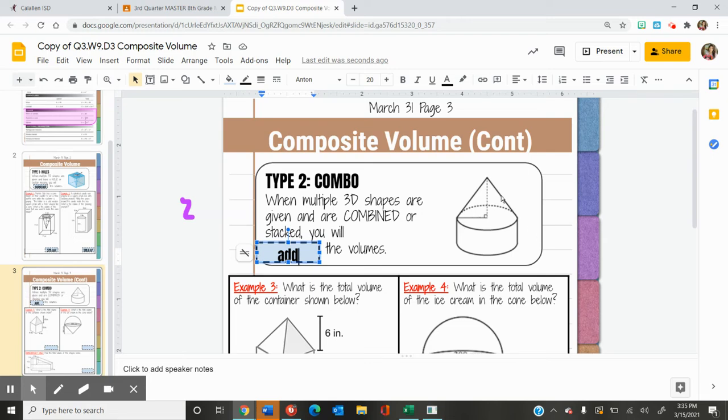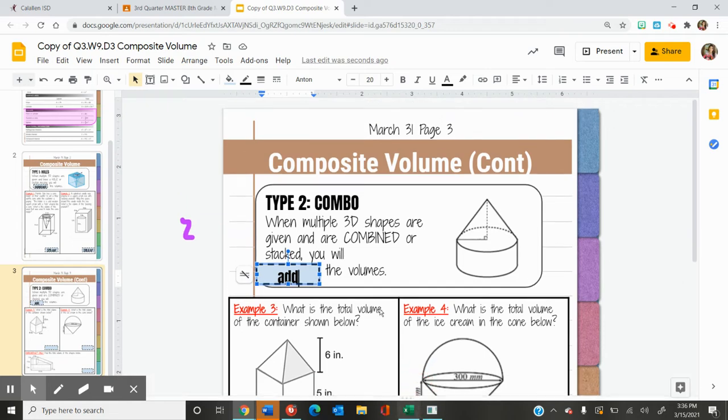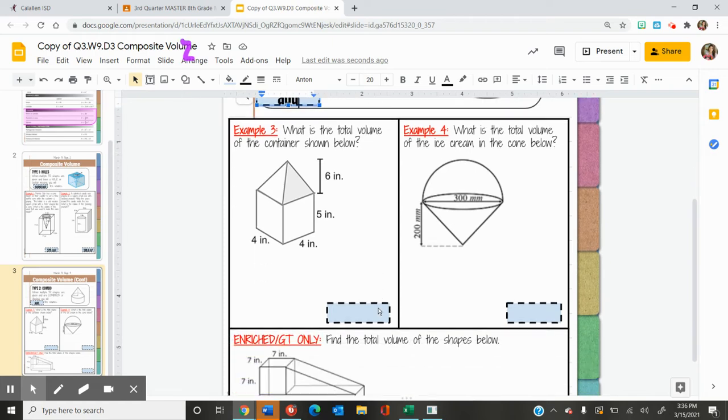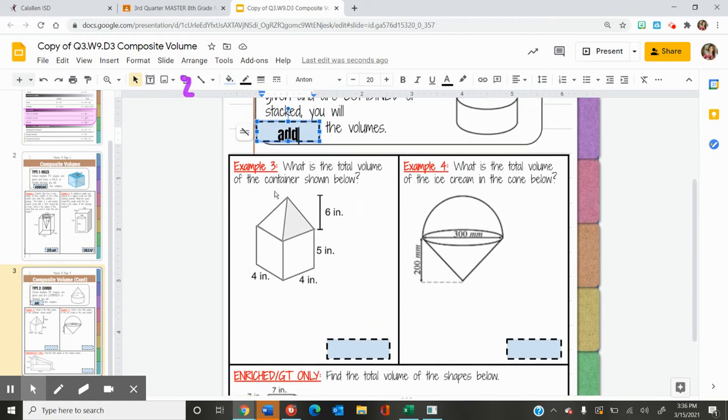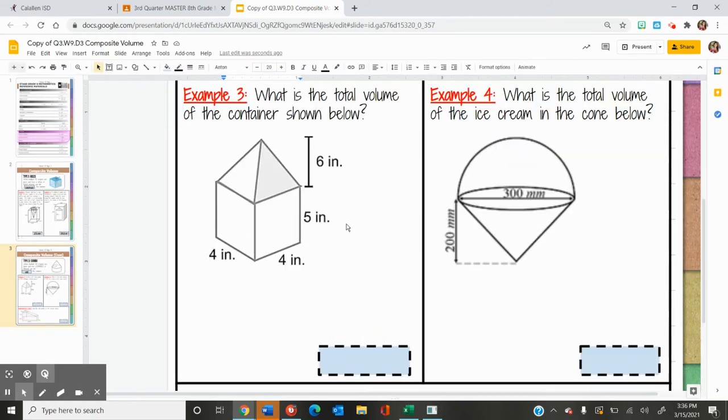Think of a combo like you're going to Whataburger. You can just get the sandwich or the burger. But if you get the combo, then you also have extra things being added onto your meal. So let's look at example 3. It says, what is the total volume of the container shown below? So here I see I have a rectangular prism and I also have a square pyramid.